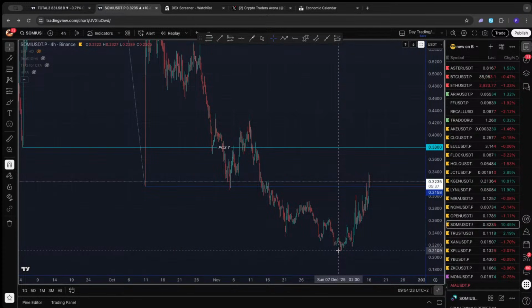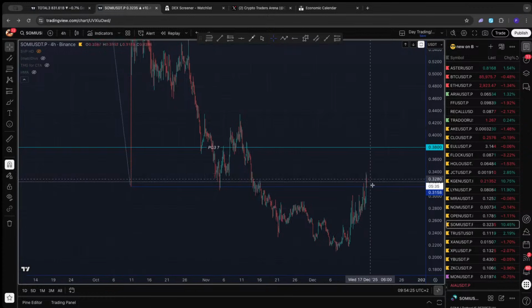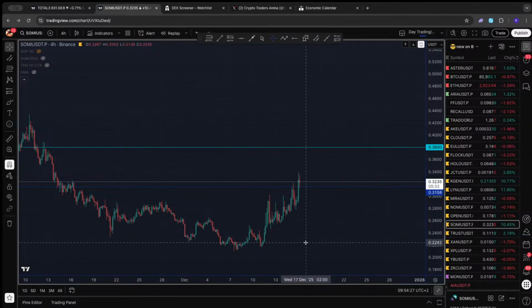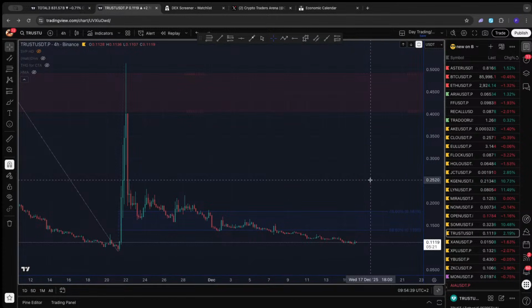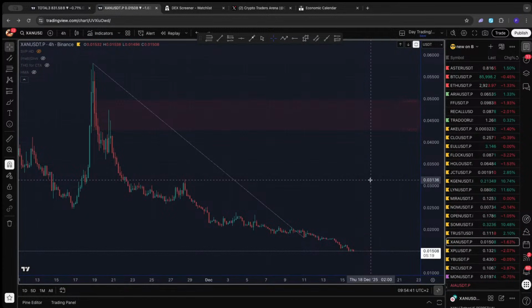Well, this one looks a bit different. We dumped and we are pumping. We retested that W. That was a clear W. Look at it. W breakout, retest, and to the moon. Okay. If you are in the trade, okay. If you are not, don't chase it here because it's not a good idea. Trust, no W, no trade.